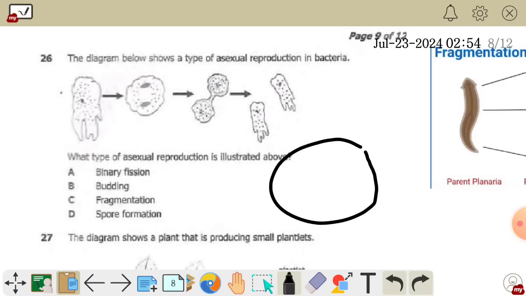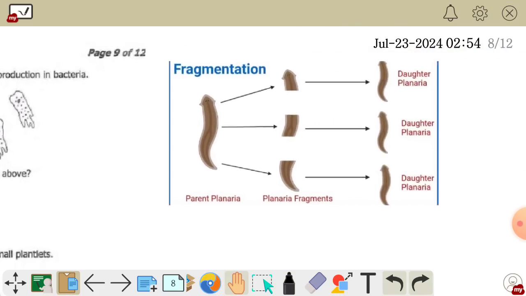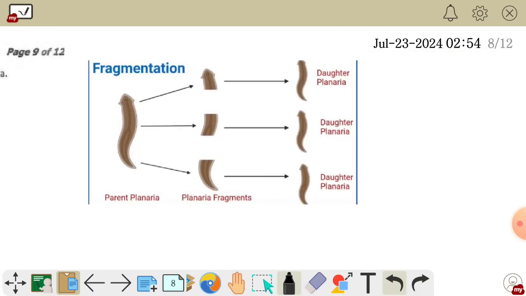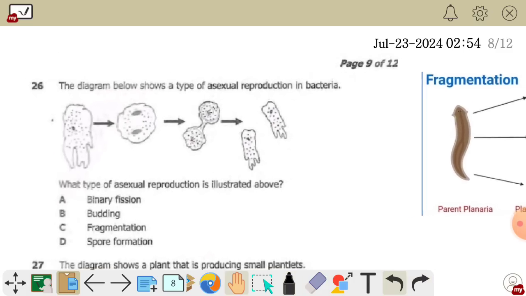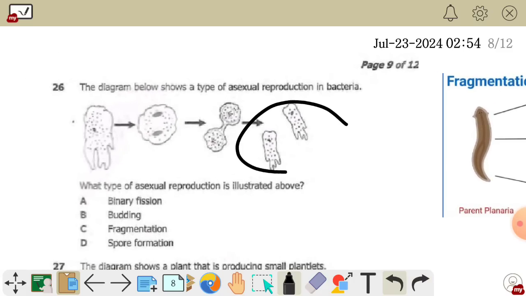Then in fragmentation, what will be observed is that, for example in this diagram here, you have this parent organism cut into small fragments, and each of those fragments becomes a daughter organism. That is fragmentation. But the one which is shown on this diagram, where we have two daughter cells which are equal in size, is what we call binary fission. So the correct answer here is A.